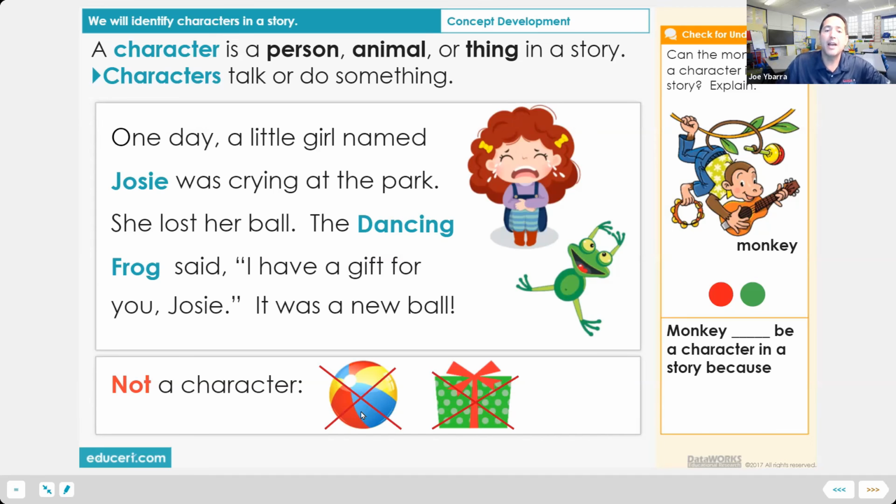That's not a character. And then I have a gift, and that gift doesn't talk or do something. But I got a gift for my birthday. No. We're talking about our story. Let's put that aside. The gift in this is not a character because it doesn't talk or do something. That's what it has to do to be a character.